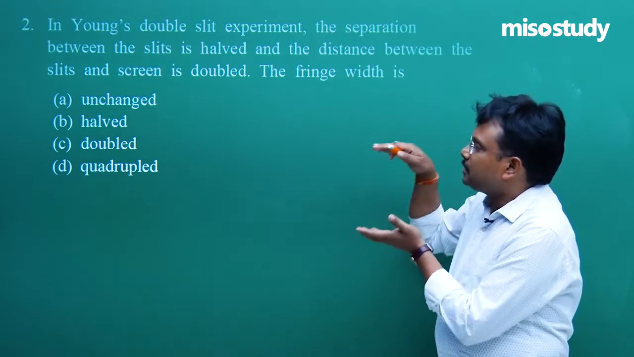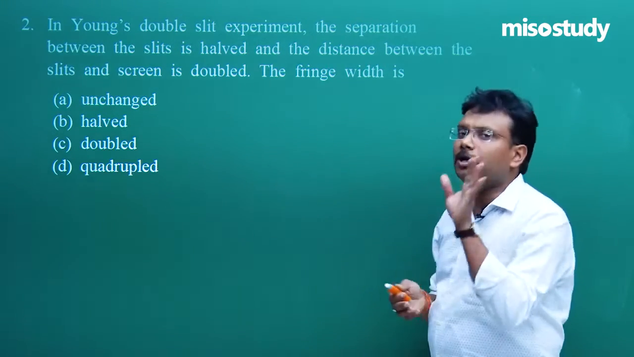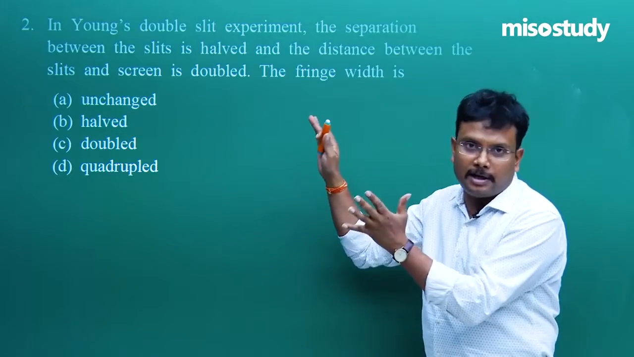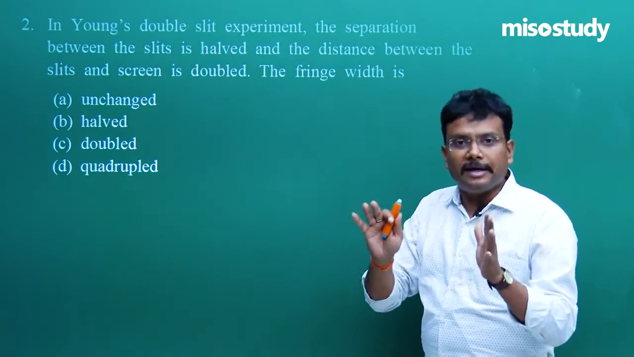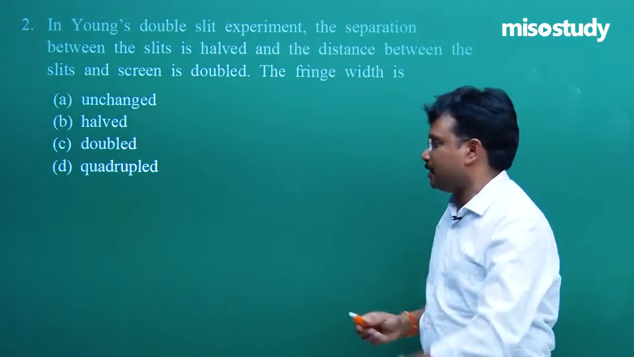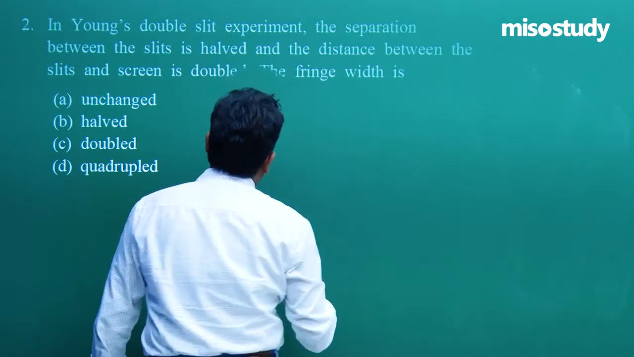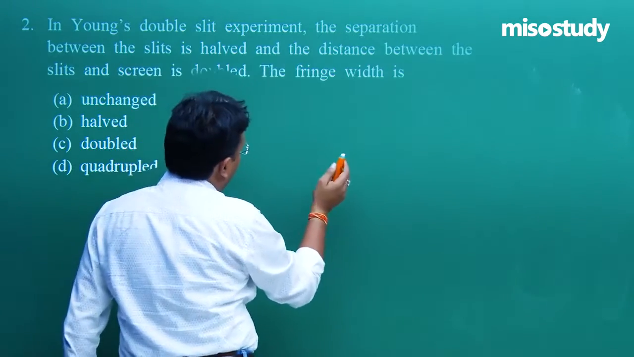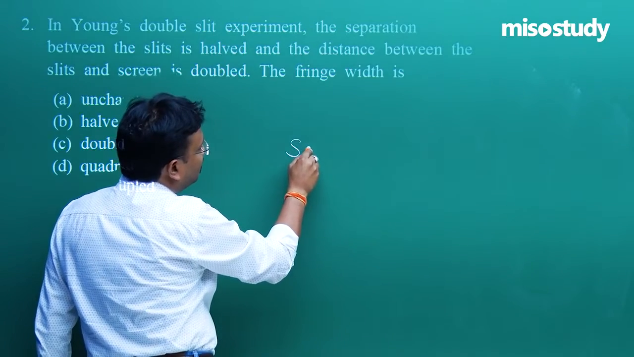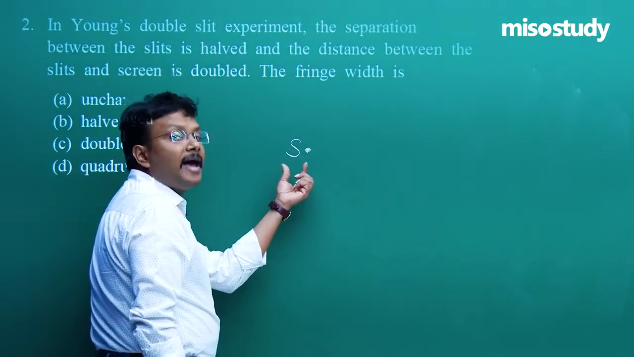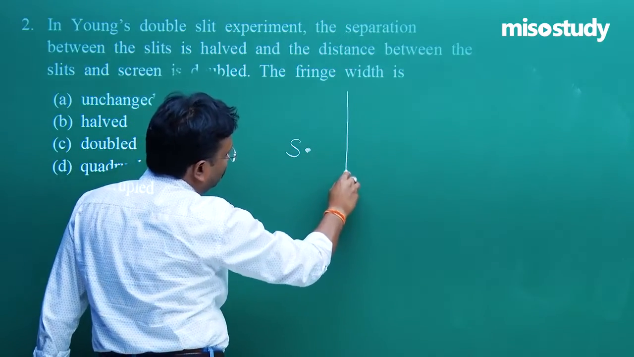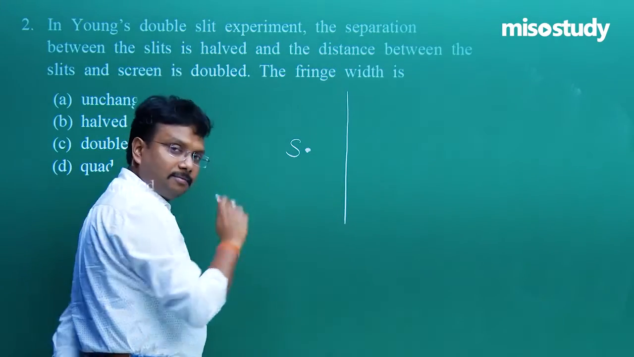Just before jumping to the solution, let me quickly give you, for a few seconds, the basic idea of this Young's double slit experiment. Then I think it's going to be easier for you to understand. Now listen carefully. Try to recall what I used at the time of explanation. I said there is one source S. It's a light source. In front of this source, place a screen.